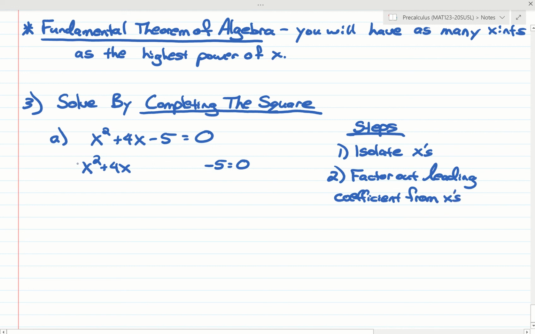So leading coefficient means the number in front of the highest power of x. In this case, it's 1. We're going to actually be factoring that number out of the x's. So that's easy. We'll just divide everything here by 1.